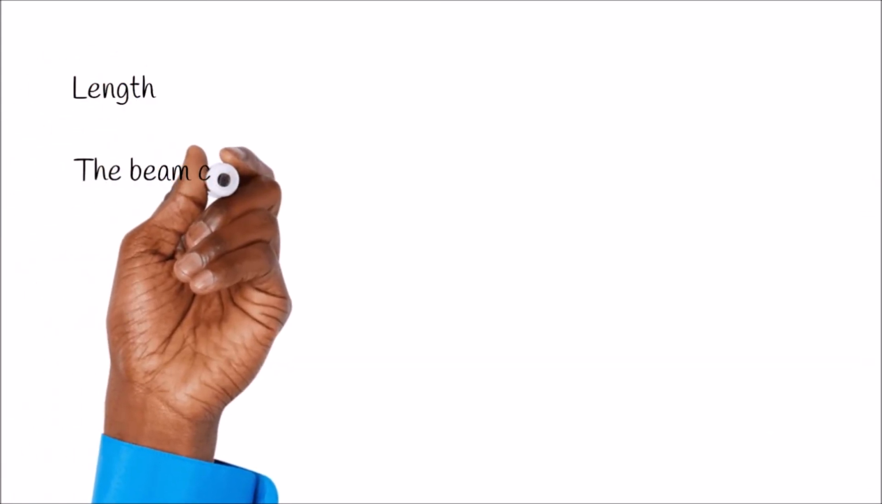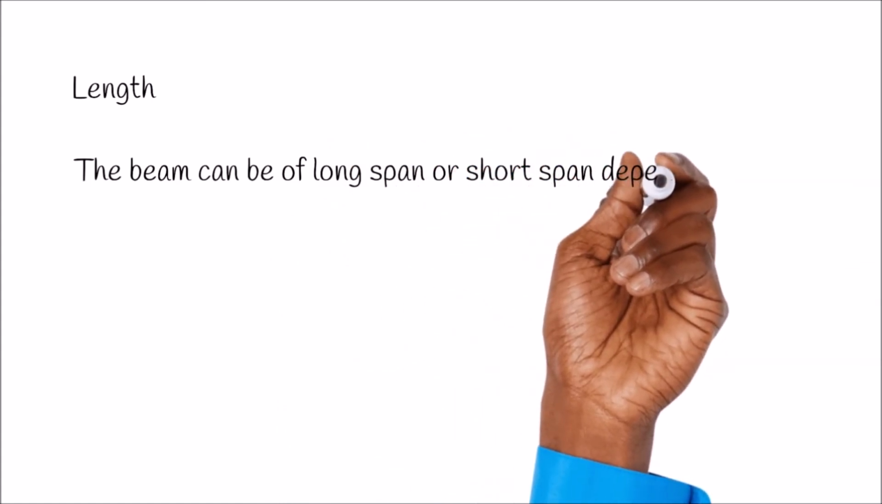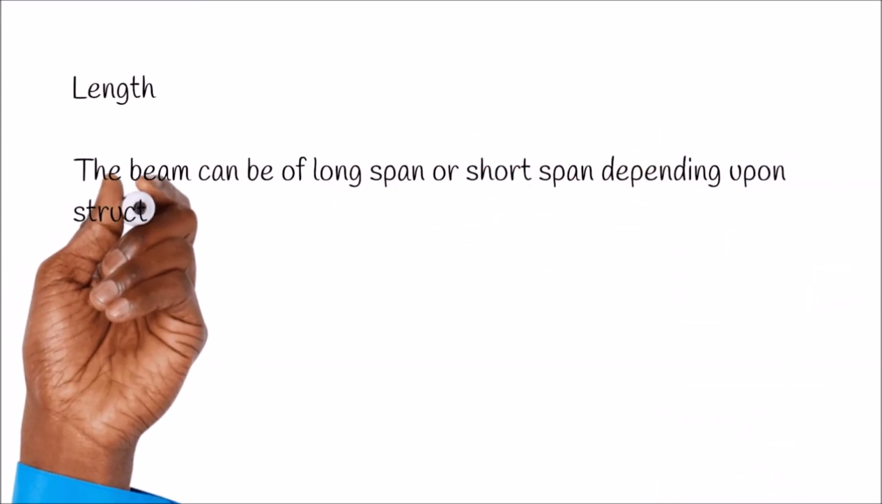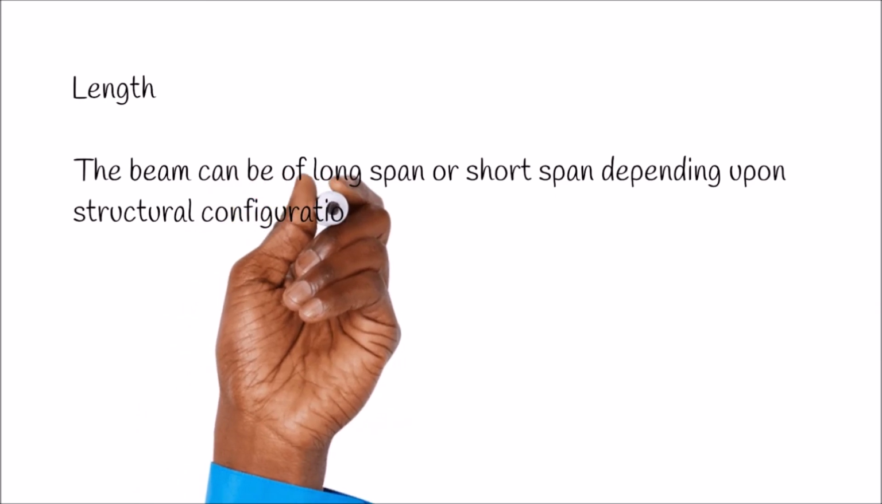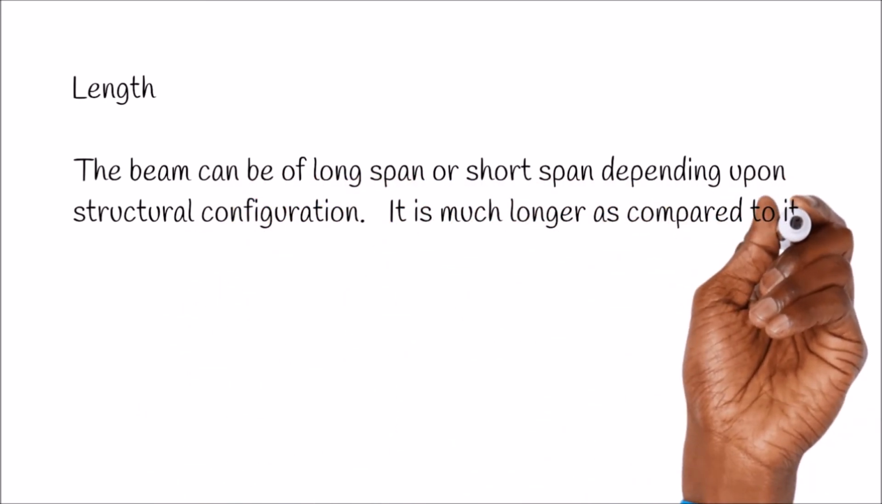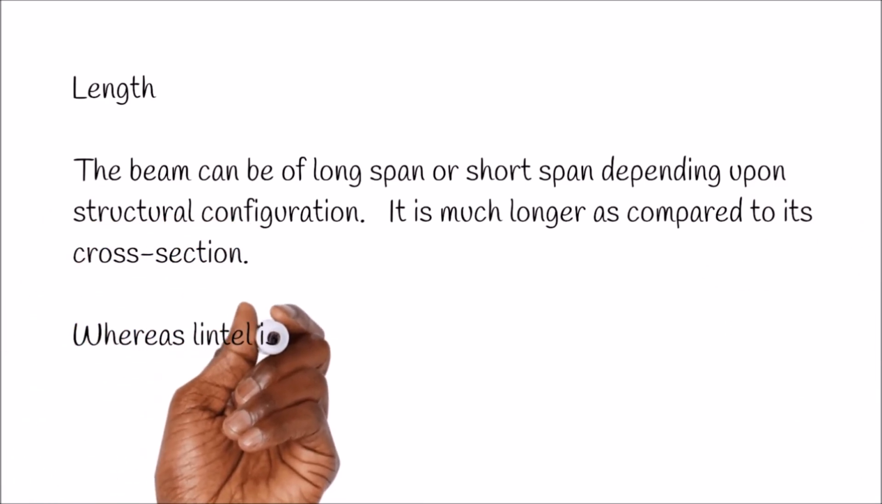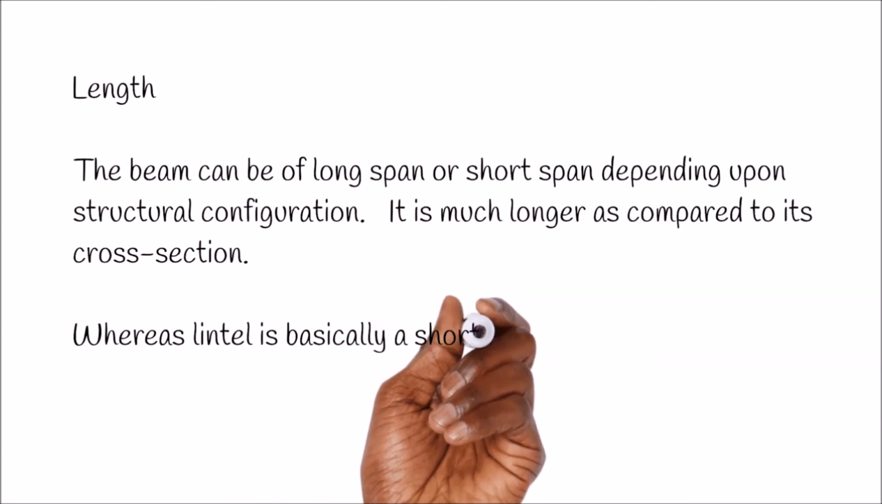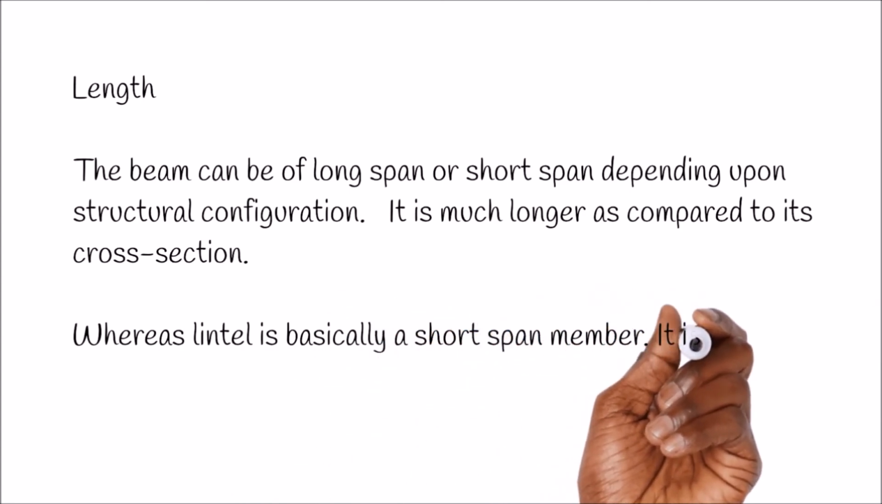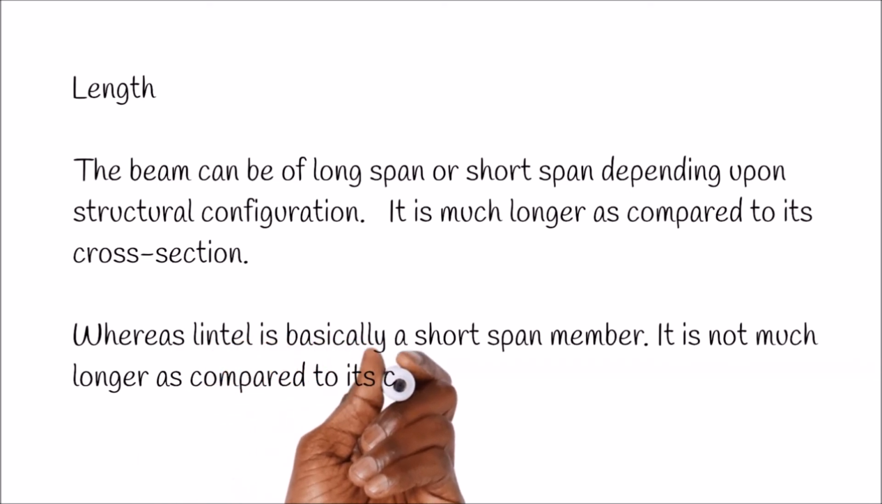Length. The beam can be of long span or short span depending upon structural configuration. It is much longer as compared to its cross-section. Whereas lintel is basically a short span member. It is not much longer as compared to its cross-section.